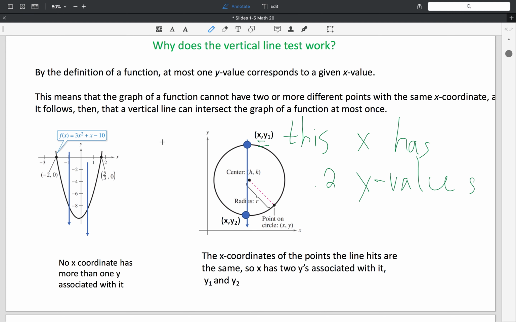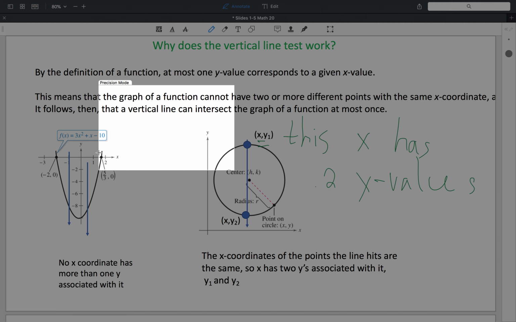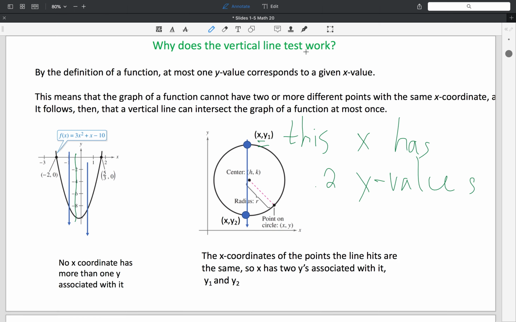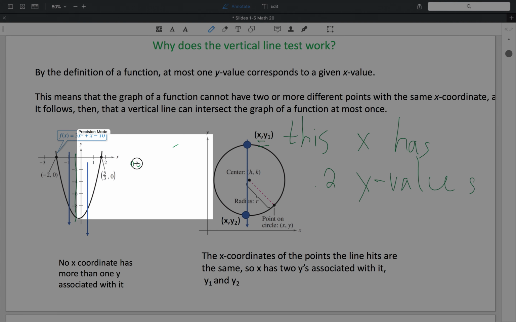Okay. Now over here, notice that any line hits the graph once, so that means any vertical line hits the graph once. That means that there's no x that has two y values. So I'll indicate that here. So that's why it works. So the vertical line identifies y values.